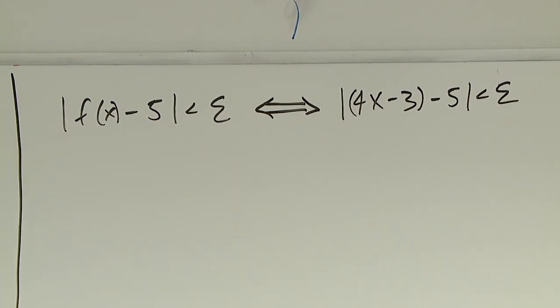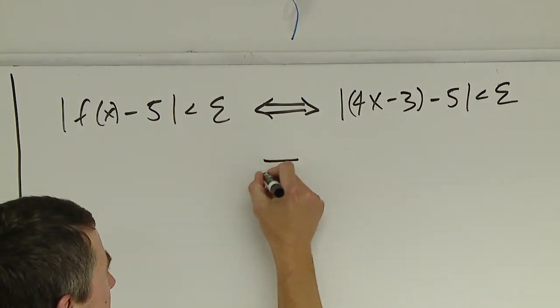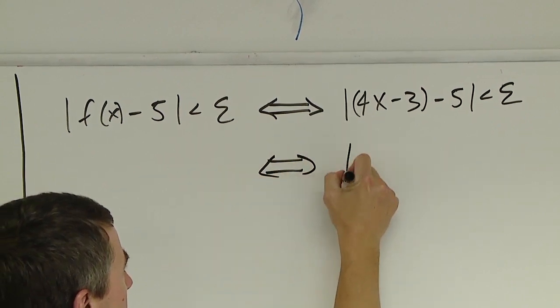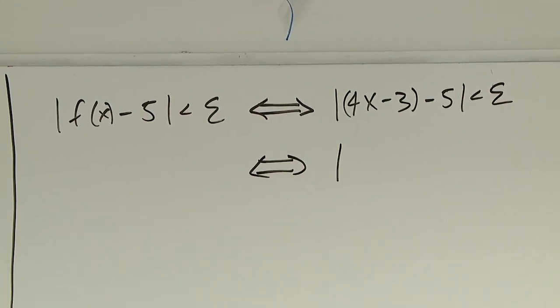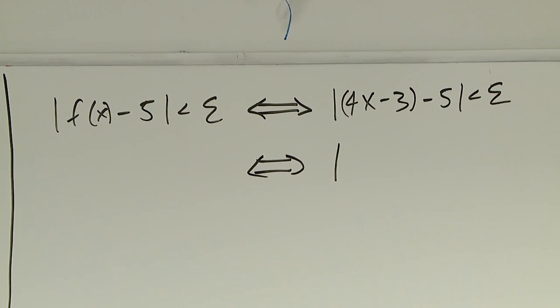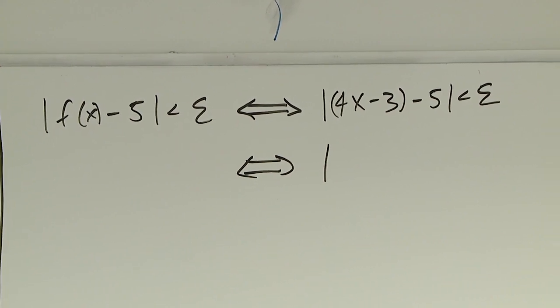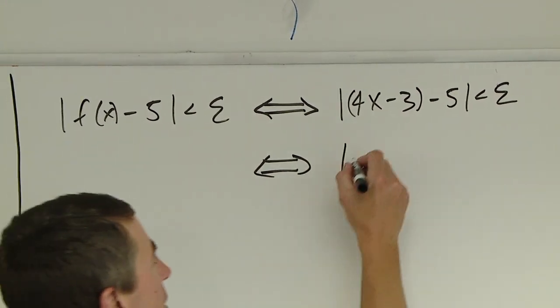And often in these, you sort of just follow your nose. Just do the thing that seems like the natural thing to do next. So algebraically, what would you do inside these absolute value bars next? We want to simplify that. We could write it as what? 4x minus 8, right?